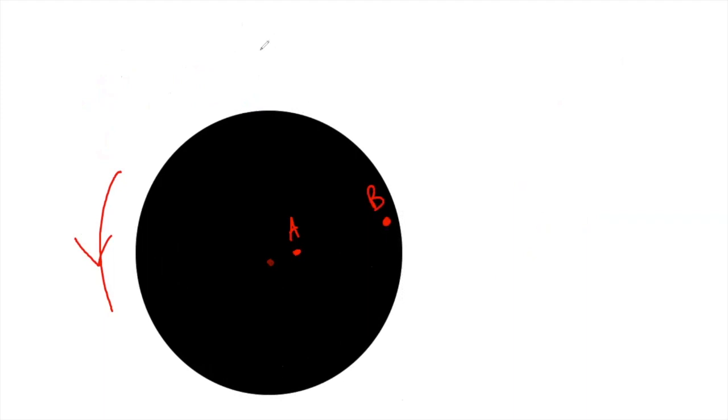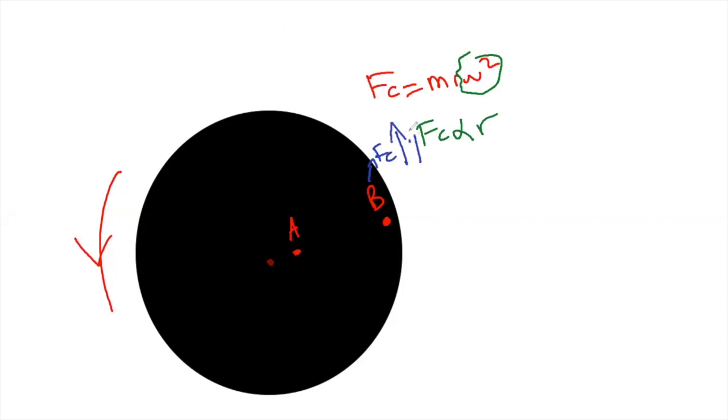Now, we know that FC is what? FC is m r omega squared, right? And I also know that omega is constant. So FC is directly proportional to r. So since the radius of point B is greater, point B has the greatest centripetal force.